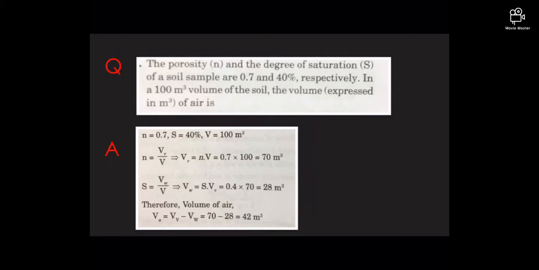Therefore, the volume of air is what? We know the volume of air is obtained by subtracting the volume of water from the total volume of voids, which is equal to 70 minus 28, which is equal to what? 42 meter cube.